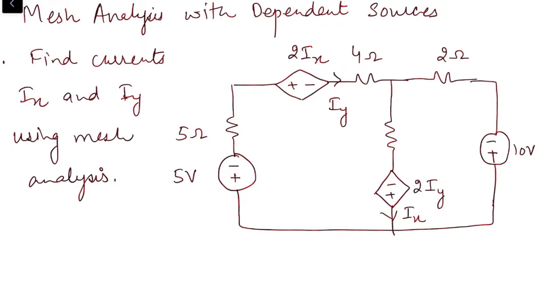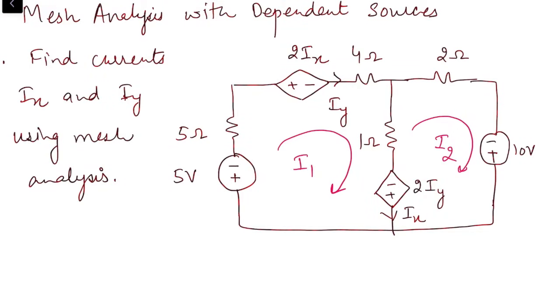So as we have to apply mesh analysis, the first step is we have to identify how many meshes there are. So we have 2 meshes. Second step is we need to assign current to each mesh. I'm assigning I1 to this mesh, I2 to this mesh, and I forgot to mention this resistance. This one is 1 ohm.